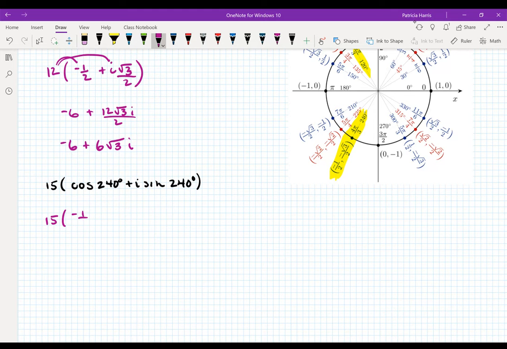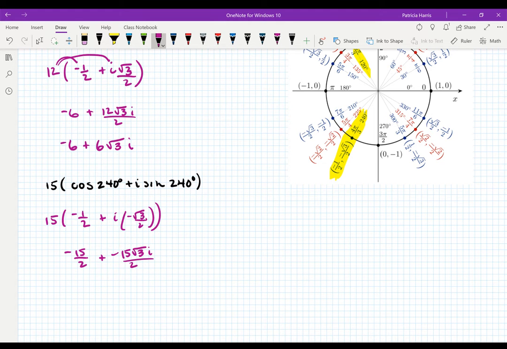So negative 1 half and negative radical 3 over 2. And we're going to distribute. So negative 15 over 2 plus negative 15 radical 3 i over 2, and we can't simplify, so we're done.